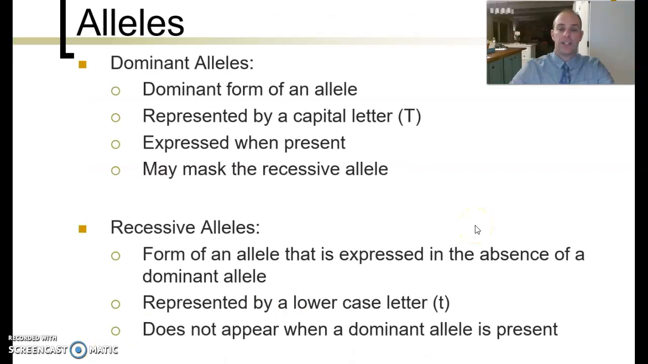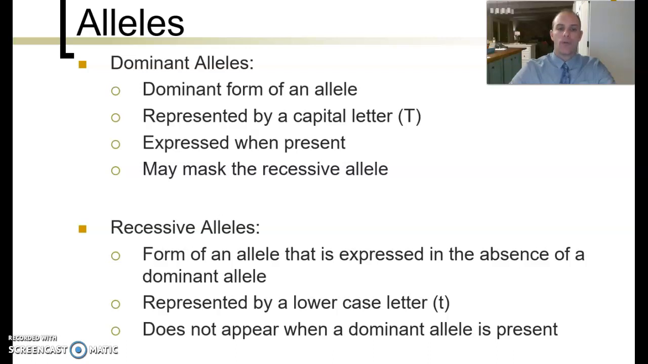Okay, the dominant allele is just that, dominant. The dominant form of the allele is represented by a capital letter. So you can always think about capital, big letters over the small letters. Expressed when present, and it may mask the recessive, meaning if you see a big letter, that trait is going to be the one that you see.